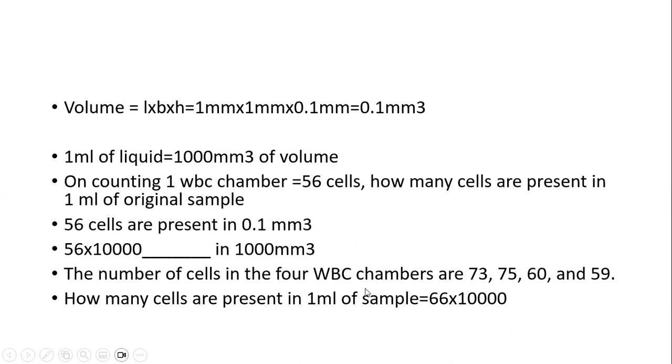So here, instead of one WBC chamber, they are counting all four WBC chambers, and they have found the average number of cells present per WBC chamber. The average comes out to 66. So we simply multiply 66, which is present in 0.1 millimeter cube, by 10 to the power 4. That will be the number of cells present in 1 ml of the sample.